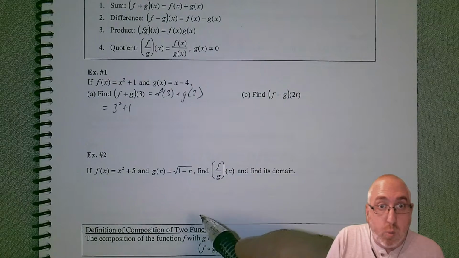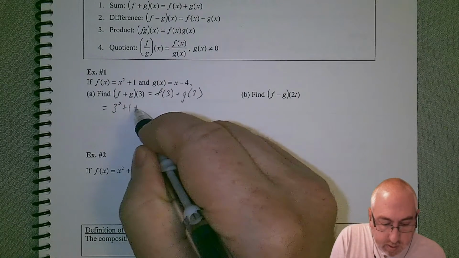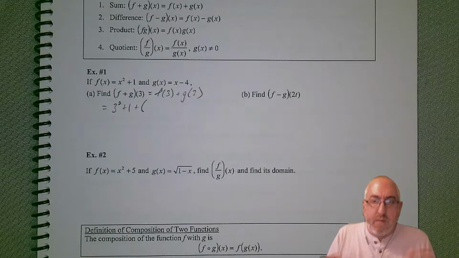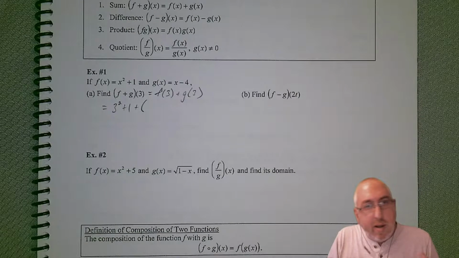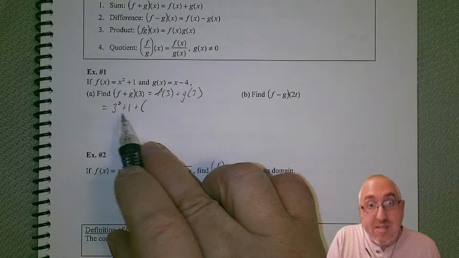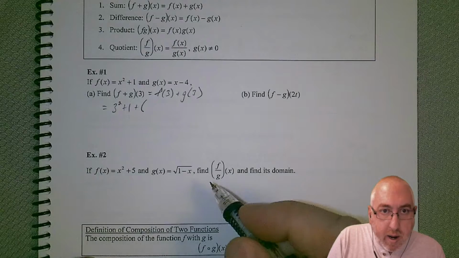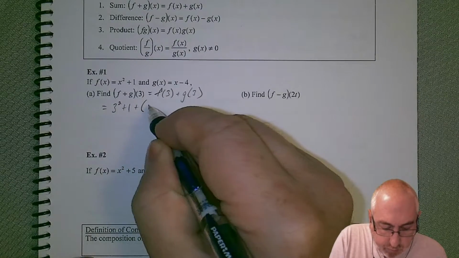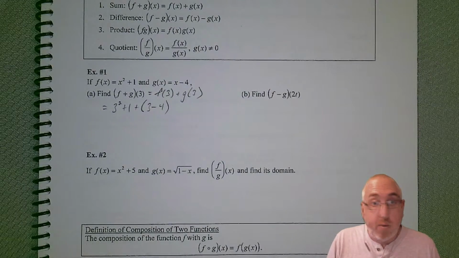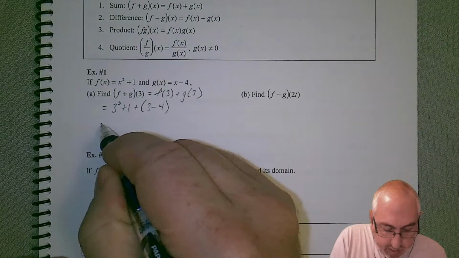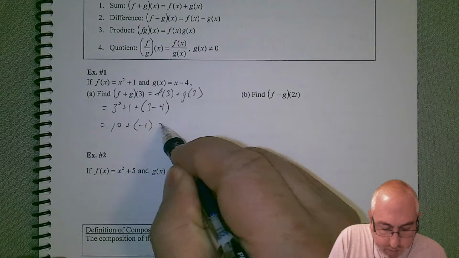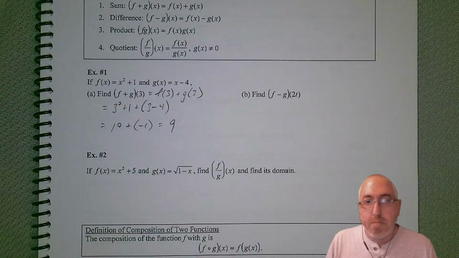So 3 squared plus 1 plus, and now I like to use parentheses around a second function. The first function, you don't really need them around it. You could put them in if you wanted to, but you don't really need them on the first one. The second one, I would err on putting them in there. So 3 minus 4. And now we just simplify. So we got our 9 plus 1 is 10, plus a negative 1. So we should end up with 9.